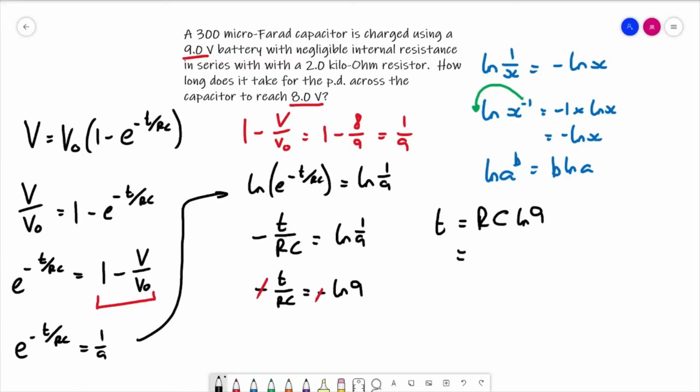And at that point we can start plugging some numbers in. So the resistance is 2 kilo ohms, so 2 times 10 to the 3, multiplied by the capacitance, which is 300 micro, so 300 times 10 to the minus 6, and then multiplied by log of 9. Plug that in through the calculator and obviously round it to the appropriate number of sig figs, which is 2 for this question, and what my calculator tells me therefore is 1.3 seconds.